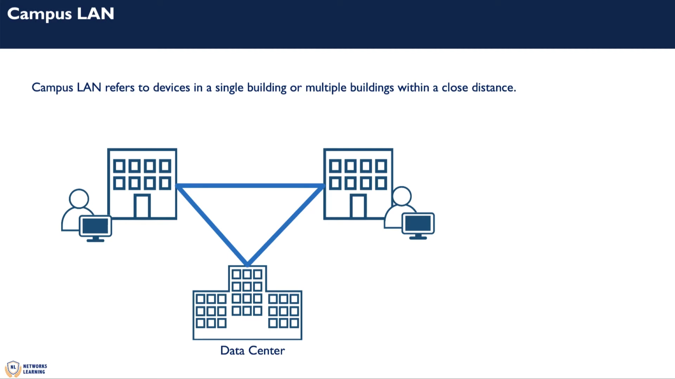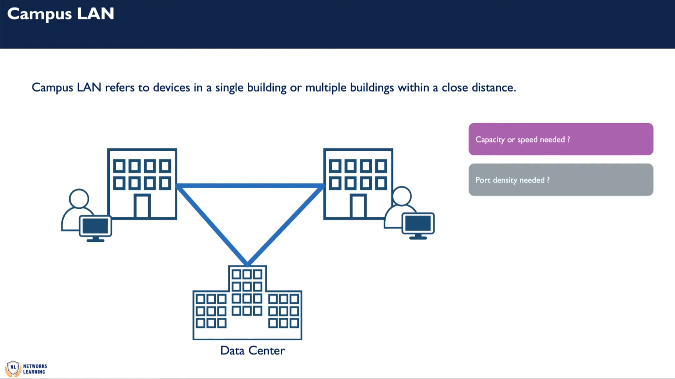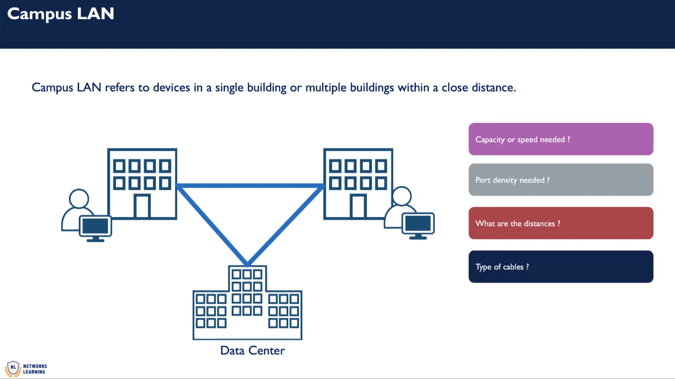Before you go ahead and start designing a campus or LAN, you need to start asking yourself some questions. So the first one, for example, could be what capacity is needed between the buildings? What type of speed? Do you want 100 megabits? Do you want 1 gig or perhaps even 10 gigabit between buildings? What kind of port density do you want for your switches? 12 ports, 24, 48? What are the distances between the buildings? Is it 100 meters? Is it over 100 meters? So this will dictate what kind of cabling you will actually need and what kind of optics you would need.